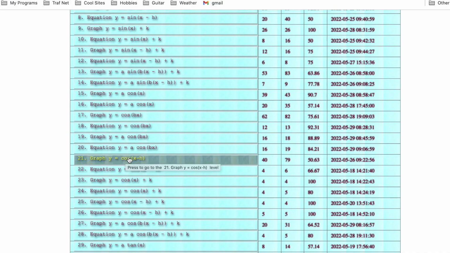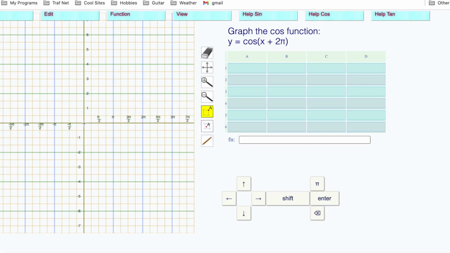Level 21, y is equal to the cos of x minus h. So it's all about the horizontal translation. We make our graph normally, and then we're going to translate it by 2 pi. Remember, it's x minus h. The h is really negative 2 pi, so I'm going to bring everything back 2 pi this way.